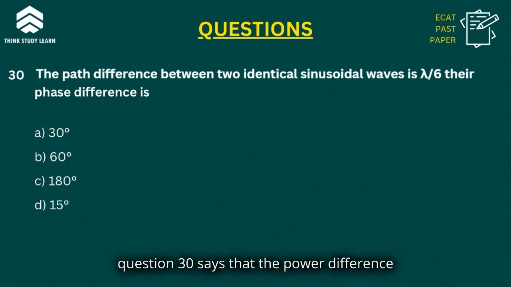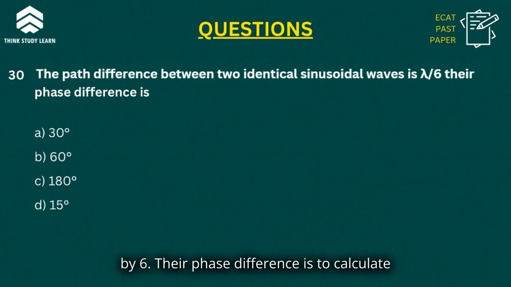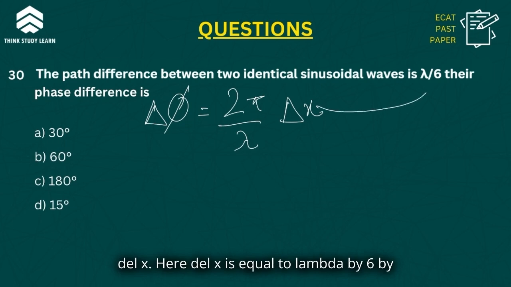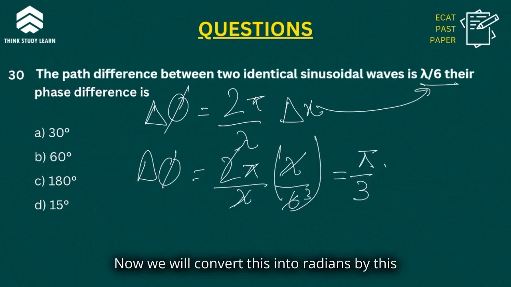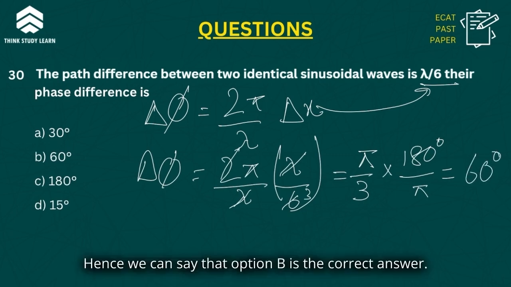Question 30 says that the path difference between two identical sinusoidal waves is lambda by 6. Their phase difference is, to calculate the phase difference, we have a formula which is del phi is equal to 2 pi over lambda into del x. Here del x is equal to lambda by 6. By solving it, we get pi by 3. Now we will convert this into degrees by multiplying by 180 degrees divided by pi. We will get 60 degrees. Hence, we can say that option B is the correct answer.